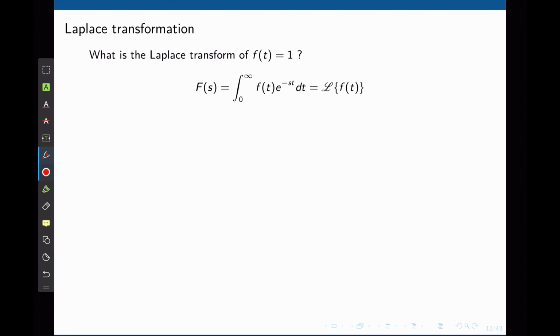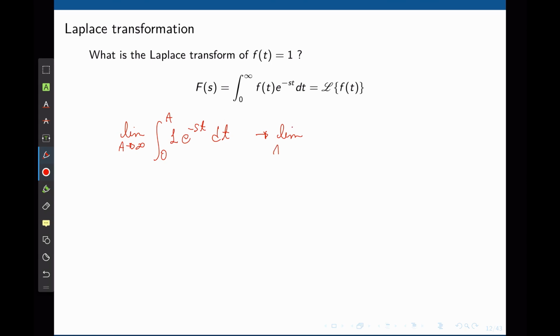Now let's have an example here. What is the Laplace transform of f of t equals 1? We can apply the definition of the Laplace transform. That will be the integral from 0 to infinity of f of t times the exponential of negative st dt. From calculus, the integral from 0 to infinity can be rewritten as the limit when a tends to infinity of the integral from 0 to a of f of t, that is 1, times the exponential of negative st dt.